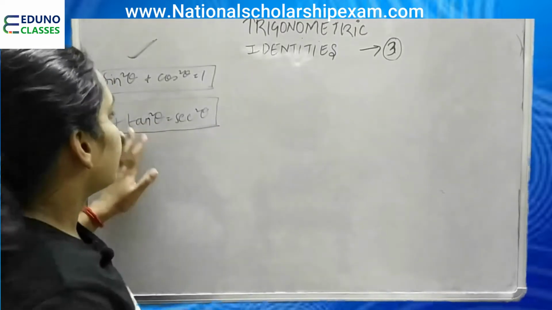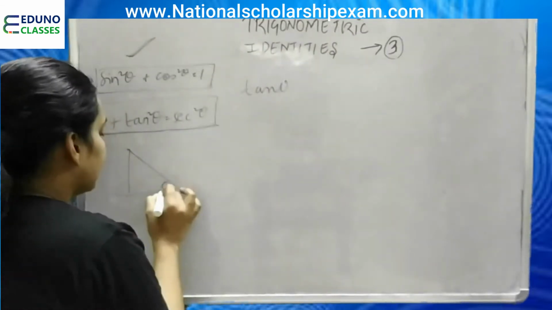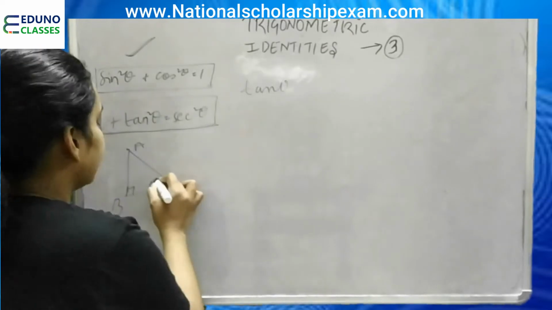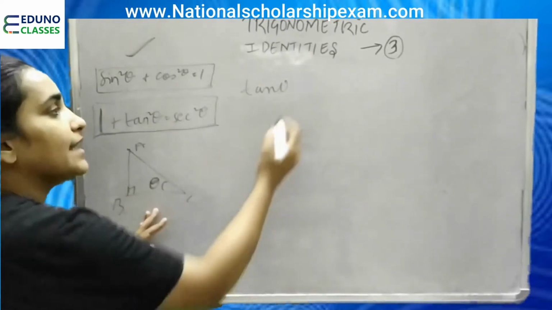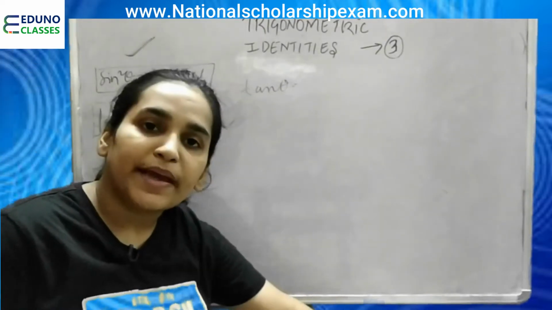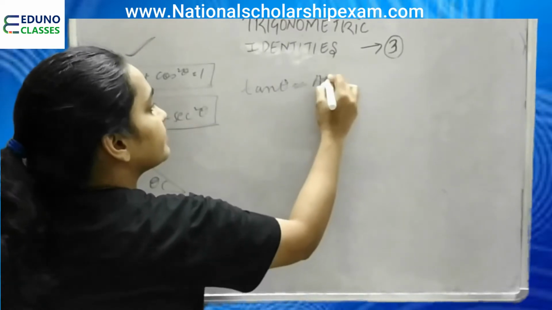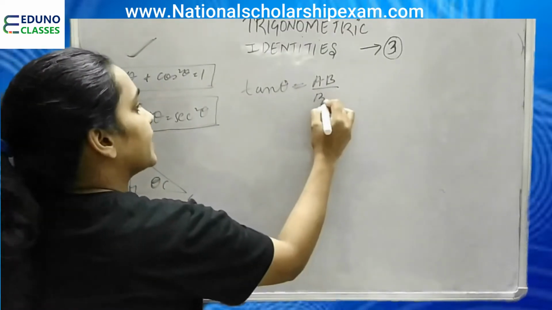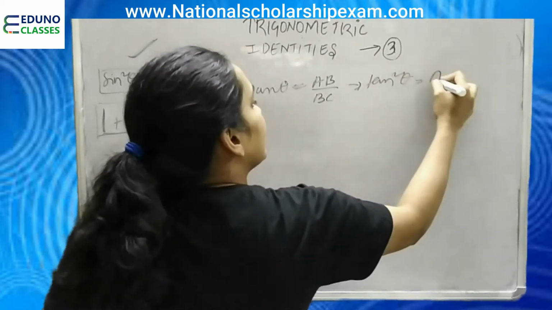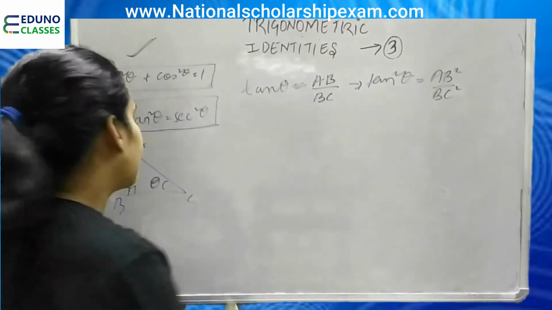Fine. So tan theta, for this triangle ABC, where angle B is 90 degrees and angle C is theta. For this triangle, tan theta is the opposite side to the base side. The opposite side to theta is AB. The base side to theta is BC. Square it. Tan square theta is AB square upon BC square.